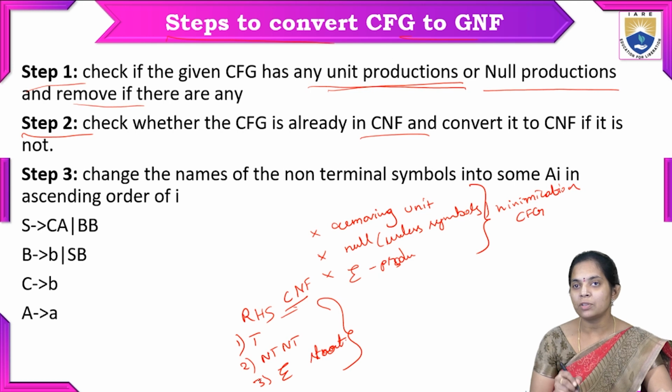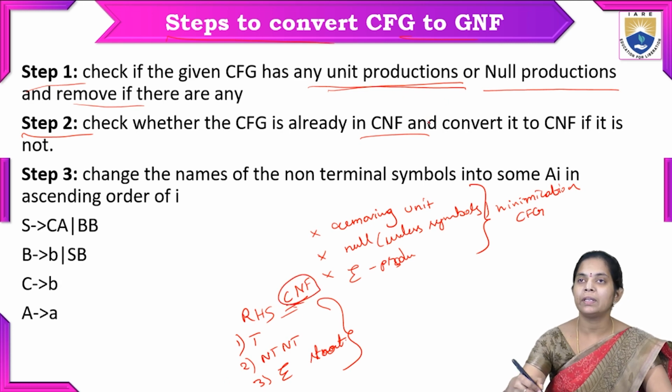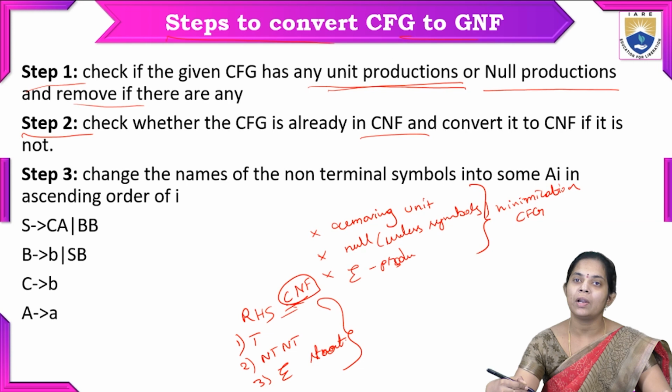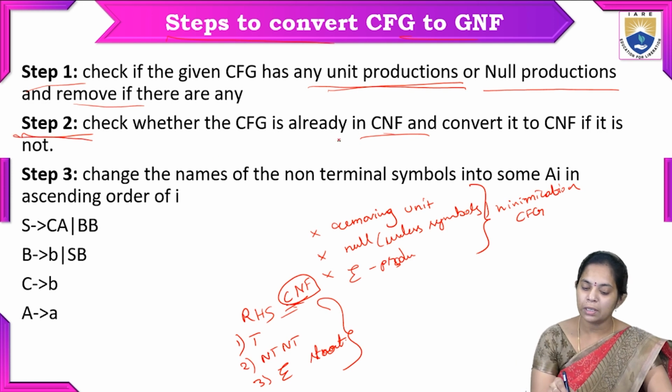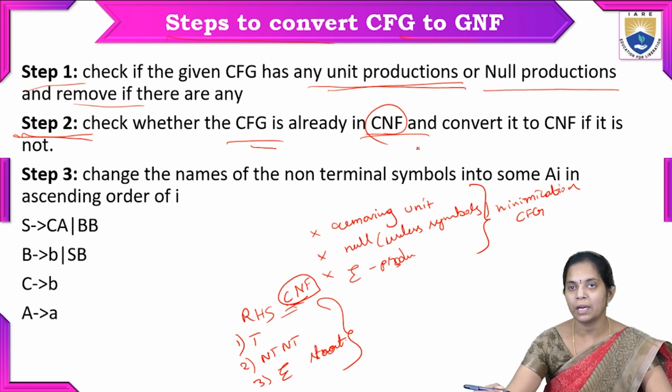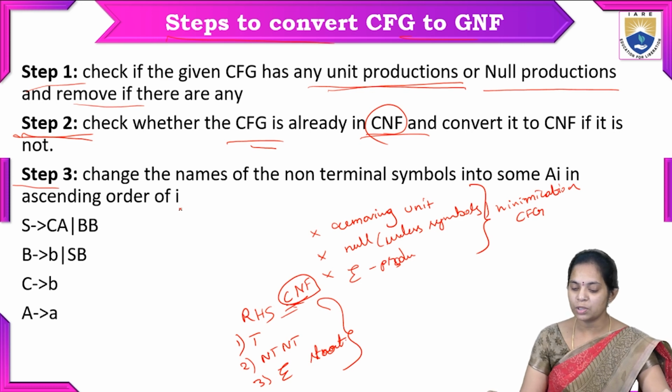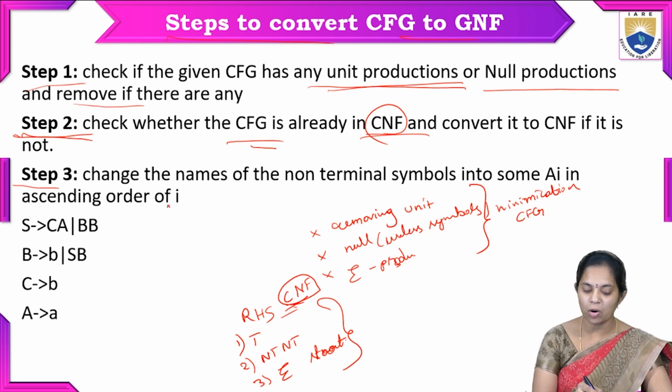So if the grammar is not in CNF, we have to convert that to a CNF. If the given context-free grammar has useless symbols, null productions and unit productions, we have to remove them first. Later we have to convert the given CFG into the Chomsky normal form conditions. After that, the third step is to change the names of non-terminal symbols into Ai in ascending order of i.